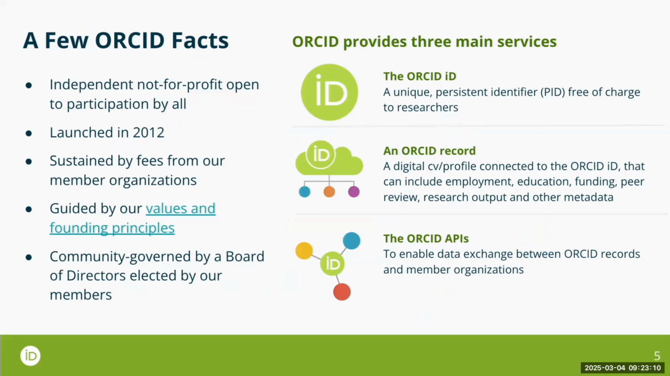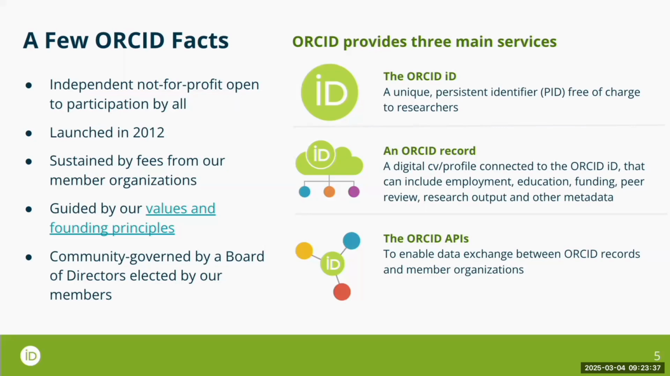It's a totally independent, not-for-profit organization in the US. ORCID is free for researchers, but we are sustained by membership fees from our member organizations. And we are not a vendor. We need to be very clear. We are not a vendor, but a member organization. We are guided by our values and principles, and we do have a board that governs ORCID, and the board is elected from and by our members.